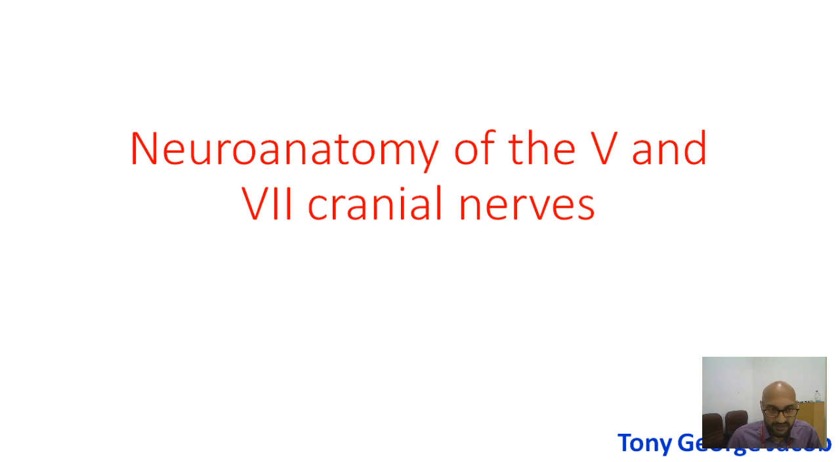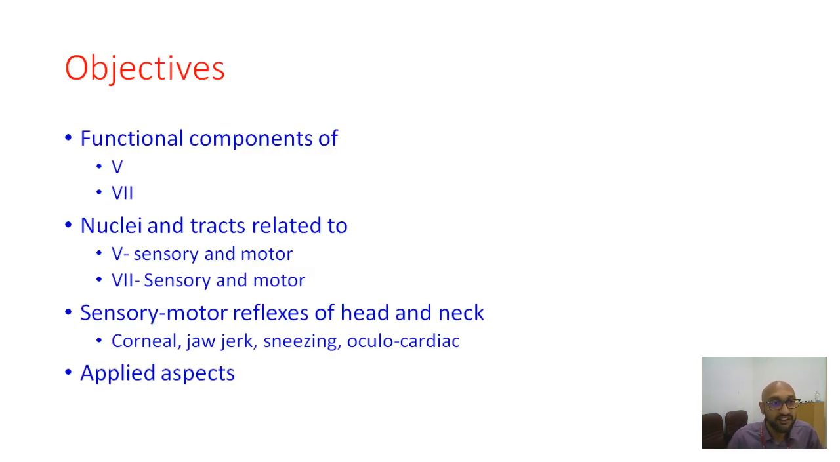So starting with what is there today, that is the neuroanatomy of the fifth and seventh cranial nerves. These are the objectives with which we are going to be going through. First and foremost, I shall be giving you again a repetition of what are functional columns or functional components. Then we shall be dealing with the nuclei and tracts that are related to the sensory and motor aspects of the fifth and seventh nerves.